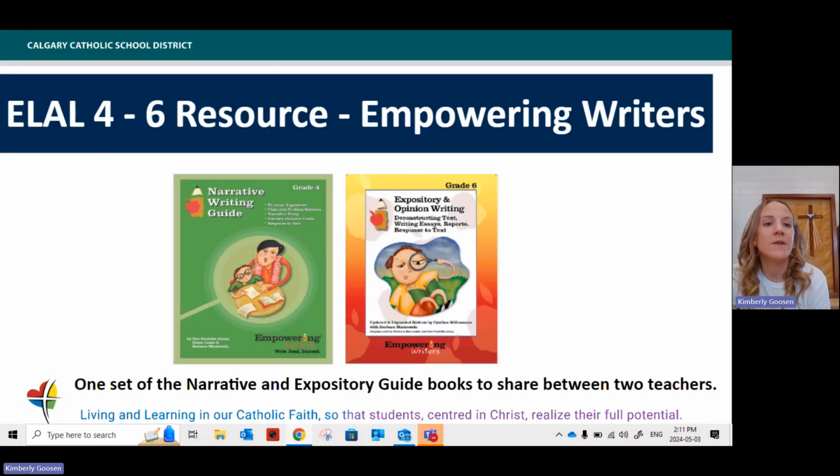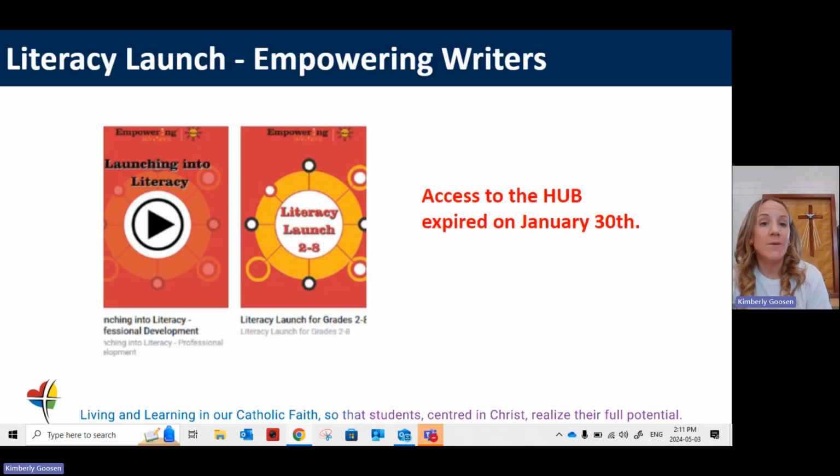Also wanted to talk about the grade 4 to 6 resource, the Empowering Writers, that were purchased. So the guide, the narrative guide and the expository guide were purchased. It was one set of those per 2 teachers to use for their writing programs. Now, we did have something called the literacy launch.